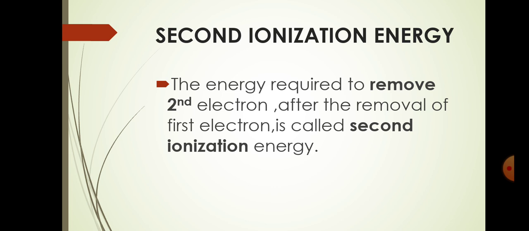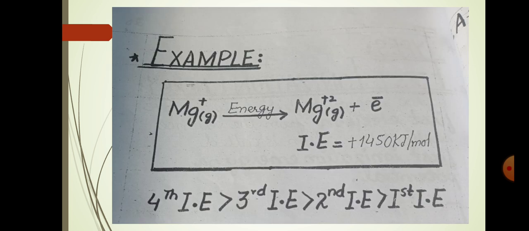We discussed that in Mg+, one electron of magnesium is already removed and it forms a positive ion, Mg+, which we discussed previously in the first ionization energy. But we know that magnesium belongs to group number 2, so its outermost shell consists of two electrons. When the first electron is removed, it is the first ionization energy, and when the second electron is removed, it is the second ionization energy.